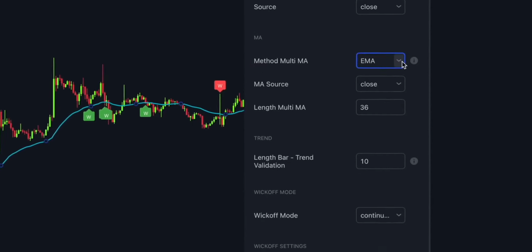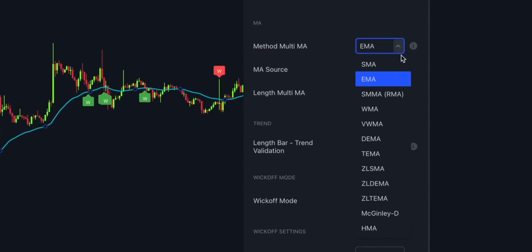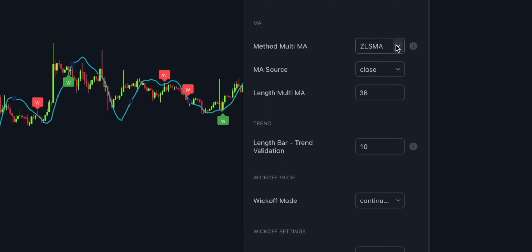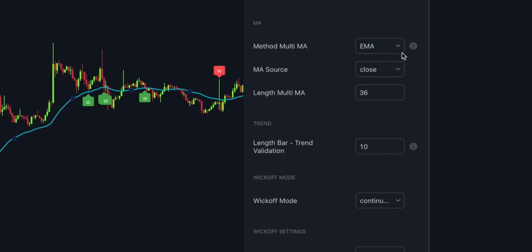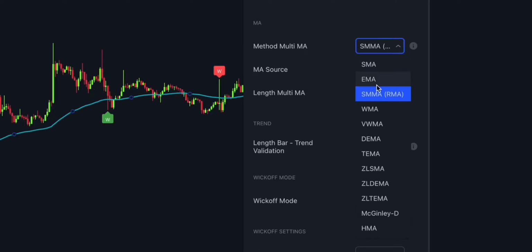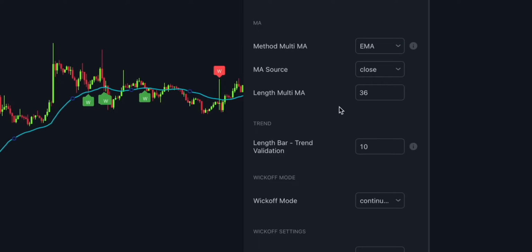The indicator has up to 12 moving averages to select from. Each moving average has a specific calculation method. I personally prefer the exponential moving average. However, you can experiment with different options too. The moving average source will remain on default as well. When it comes to MA length, the higher the number, the slower the moving average. The most optimal length I found is 100.